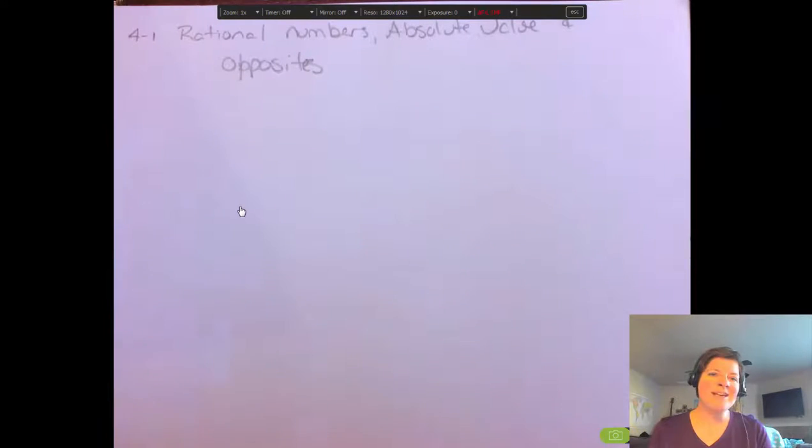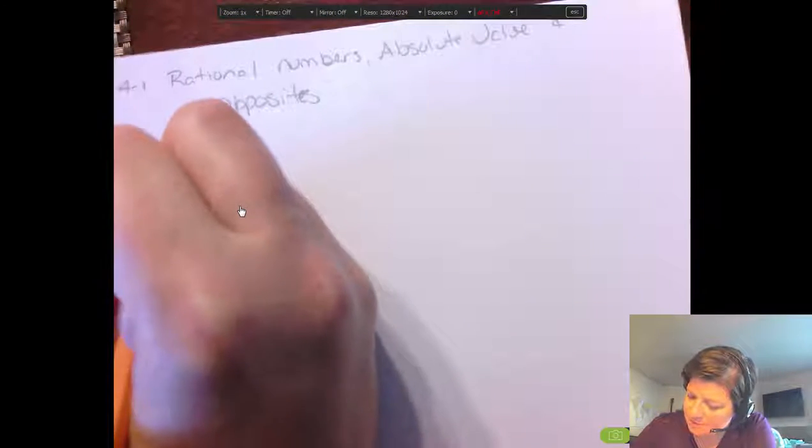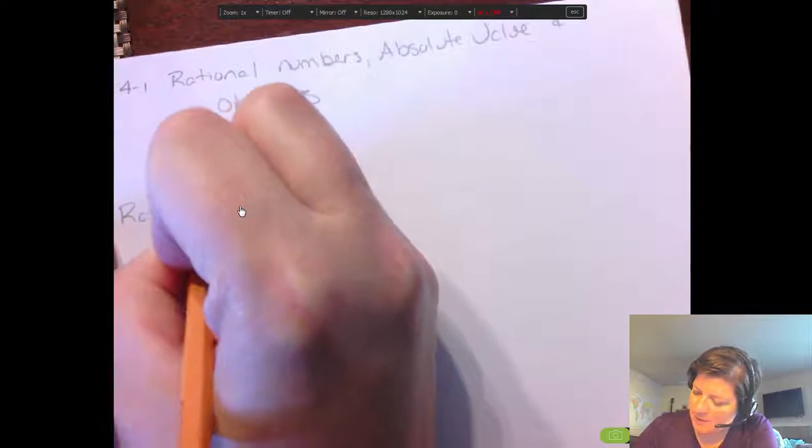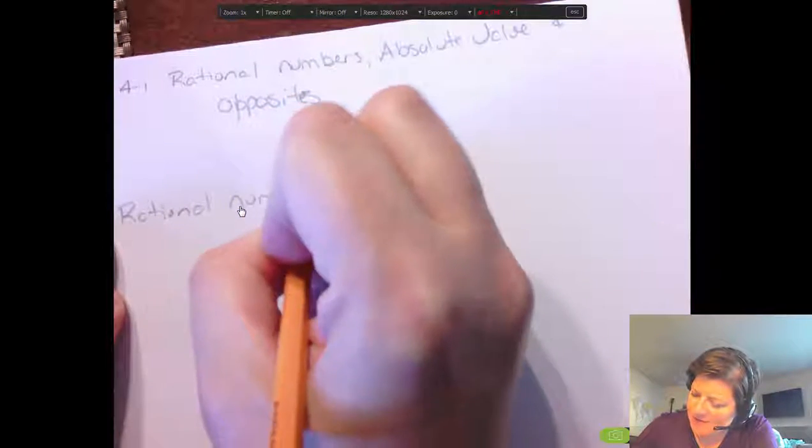First of all, what is a rational number? It is a number that can be written as a fraction. So any decimal can be written as a fraction, as long as it's not repeating, so it has to terminate. It is going to be a rational number. So let's look at the definition of that. So rational number. And we've kind of dealt with this before.